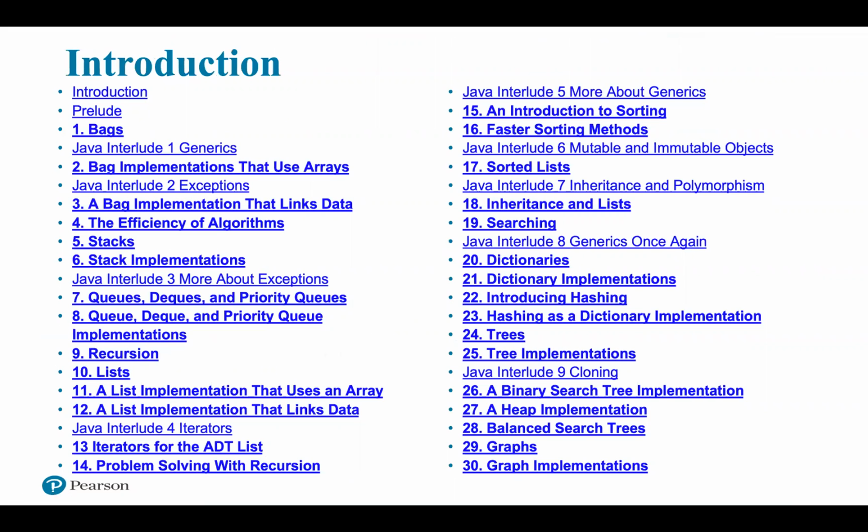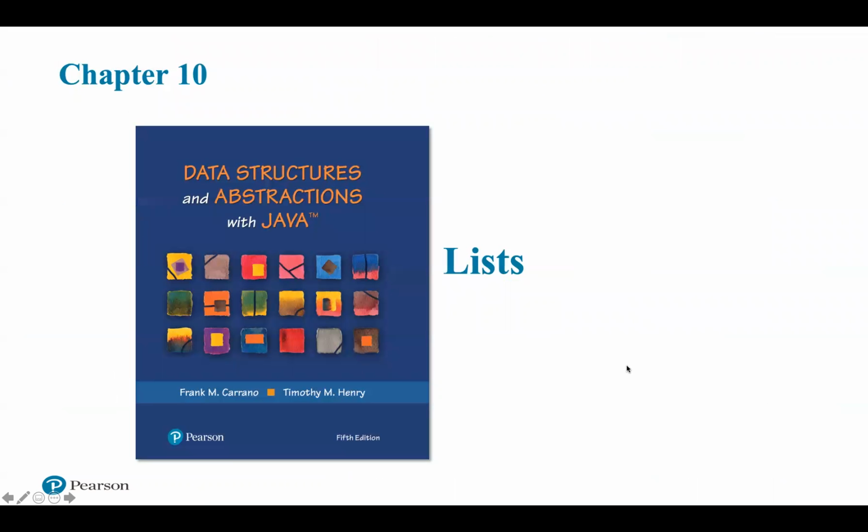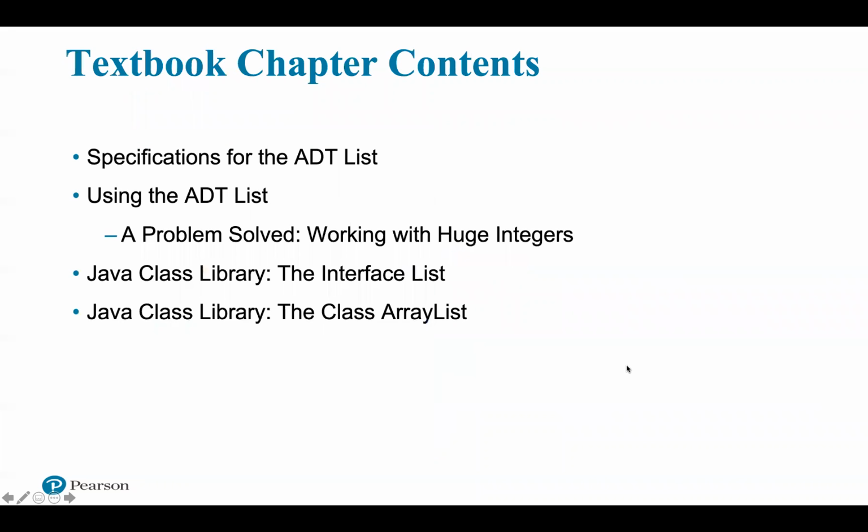And this will get into several lectures that are related to that. This one will be a little bit more of an introduction in terms of what a list is all about here in the context of an ADT. What we're showing here is the textbook chapter contents. We'll give the specifications for an ADT list. We'll talk about using the ADT list. And then we'll talk about the Java classes that are relevant, the interface List and the class ArrayList.